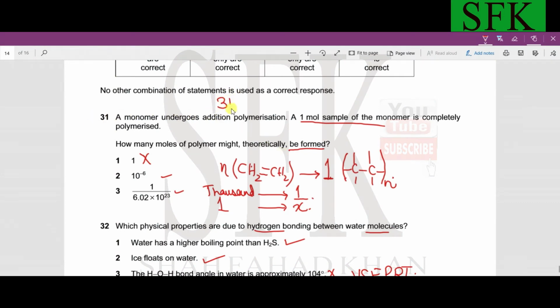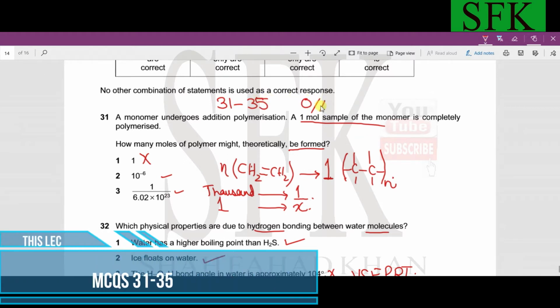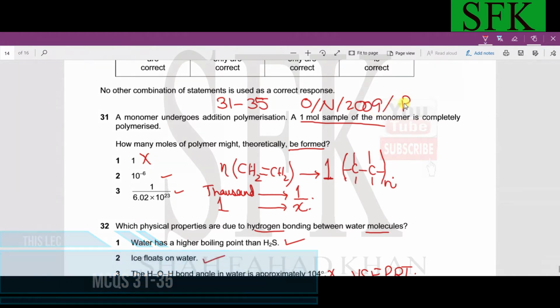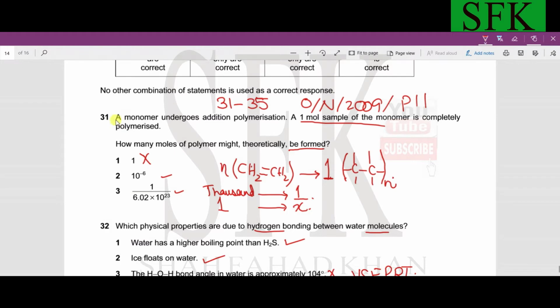In this lecture, we are going to do the MCQs number 31 to 35, October/November 2009, Paper 1, Variant 1 of AS Chemistry. Alright, now let's start from MCQ number 31. The monomer undergoes addition polymerization. One mole sample of the monomer is completely polymerized. How many moles of the polymer might theoretically be formed from one mole of a monomer?